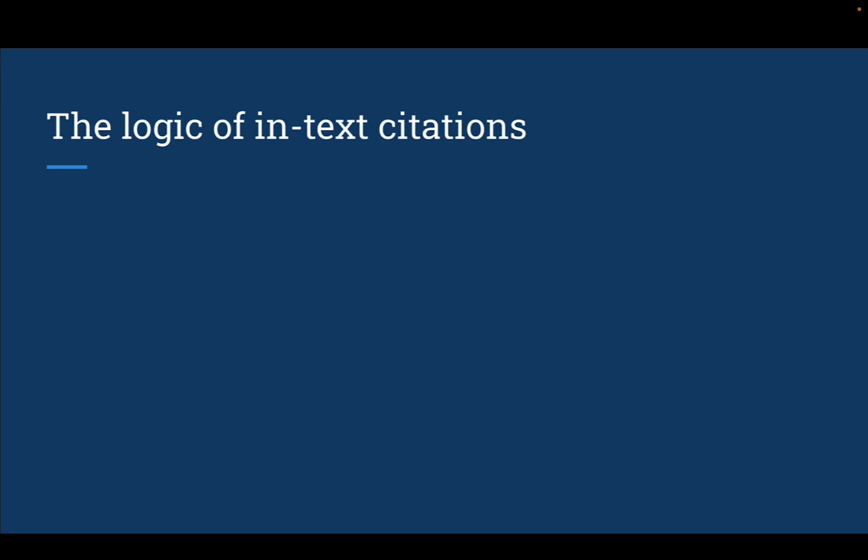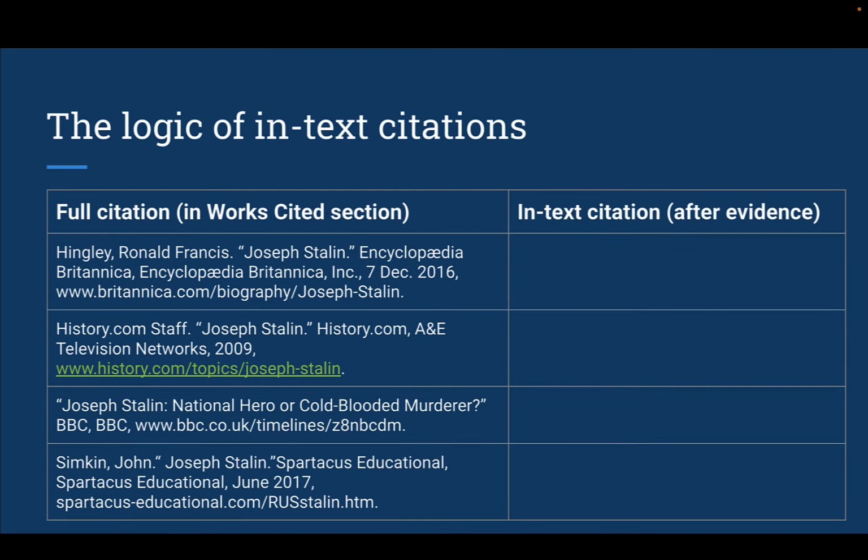There's a logic to how these are created. So this is a set of citations for my Joseph Stalin witness statement. You see I used 4 sources. I want you to see if you can guess where the in-text citation comes from. Okay, for this first source, if I got a fact from this Encyclopedia Britannica page, my in-text citation would be Hingley. Look at the full citation. And hopefully you're noticing that the very first word in the yellow is Hingley. It comes from the beginning of the citation.